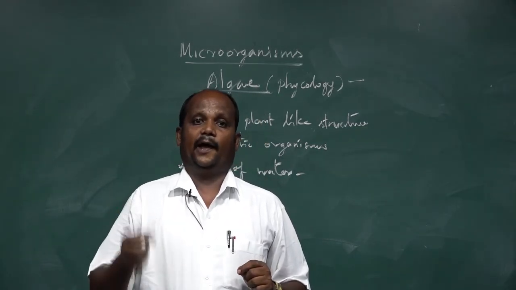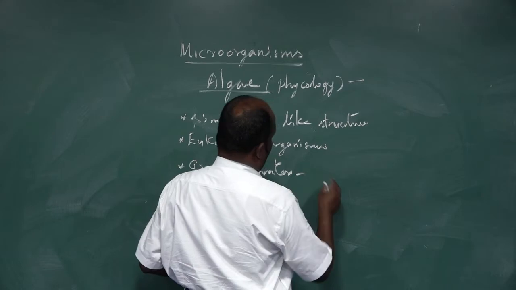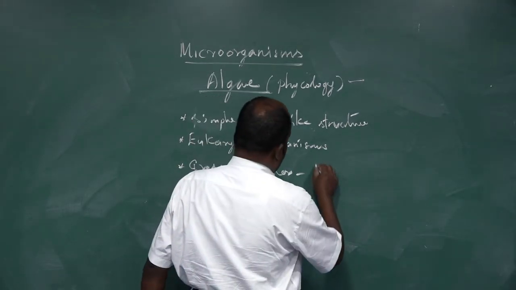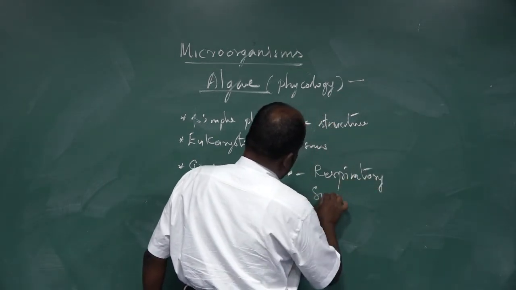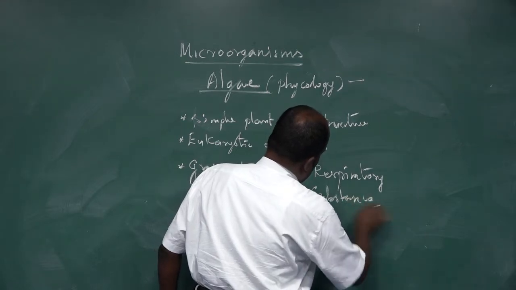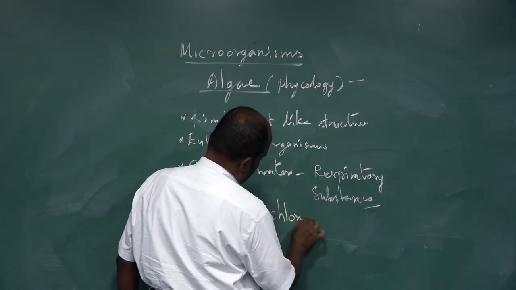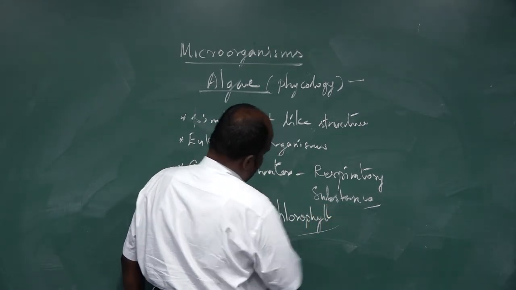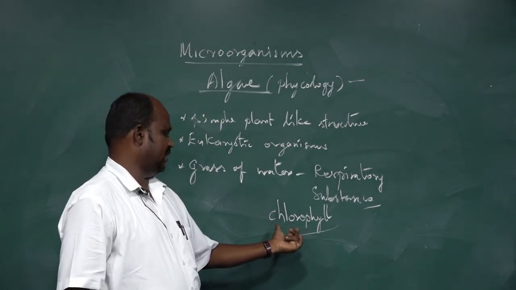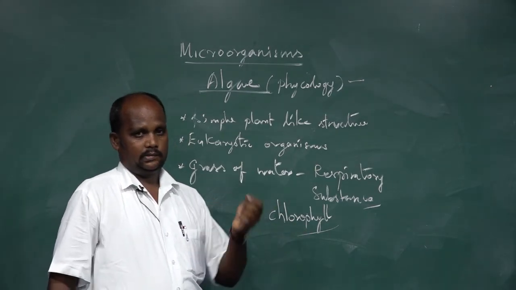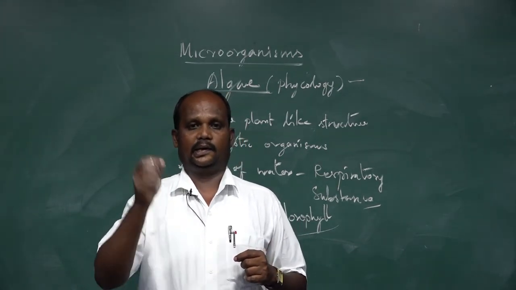Another one, I told you, autotrophic nutrition. All the algae have pigment. I am telling chlorophyll pigments. All the plant bodies have photosynthesis substances, the pigment chlorophyll, present inside the plant body. Algae also have that pigment, chlorophyll, a photosynthesis pigment. It is present in the algae's body. So it's a green pigmented plant; algae are called green pigmented plants.